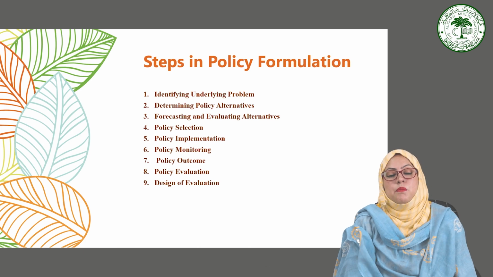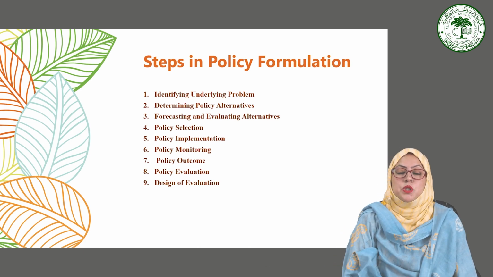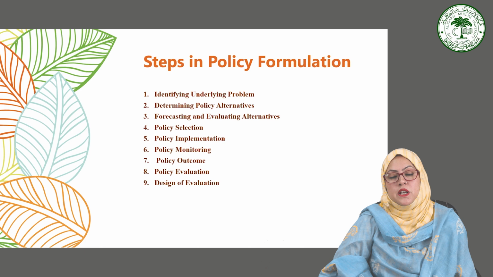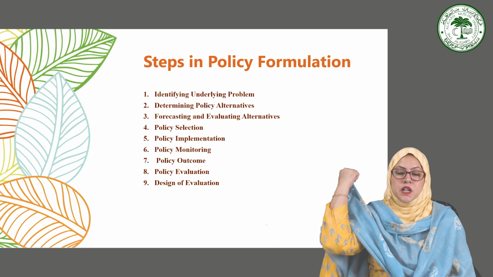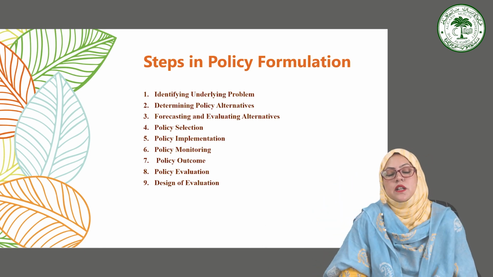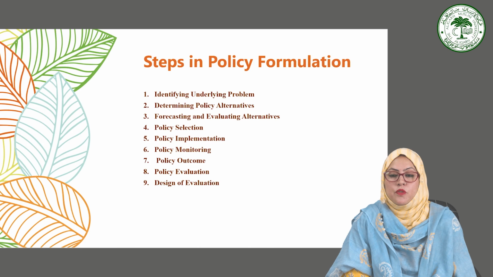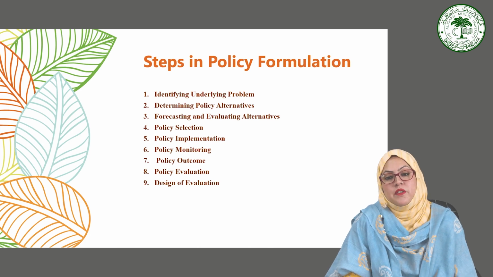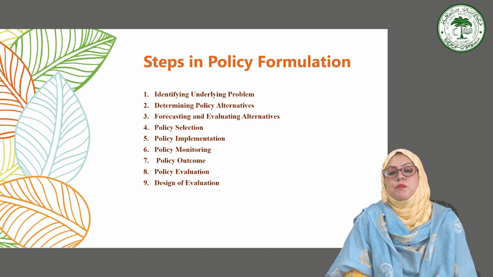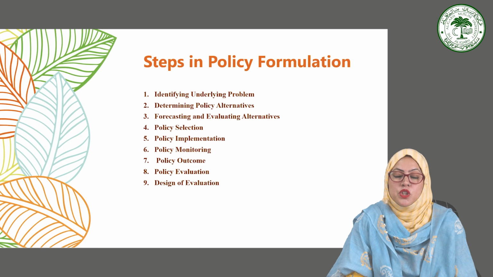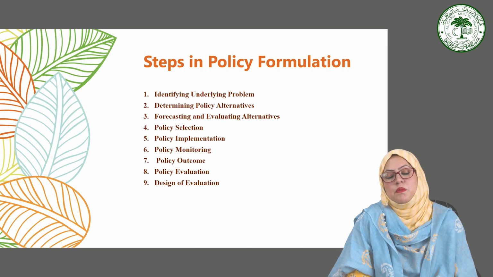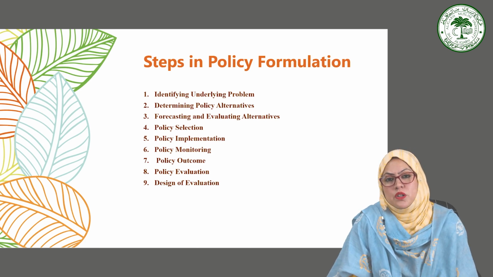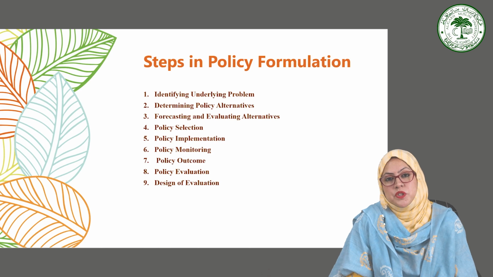Then, determining the policy alternatives. The next step is to determine the alternative courses of action. Government intervention can take many forms, and it is very important to determine which kind of intervention would be most positive. You have to come up with certain alternatives.